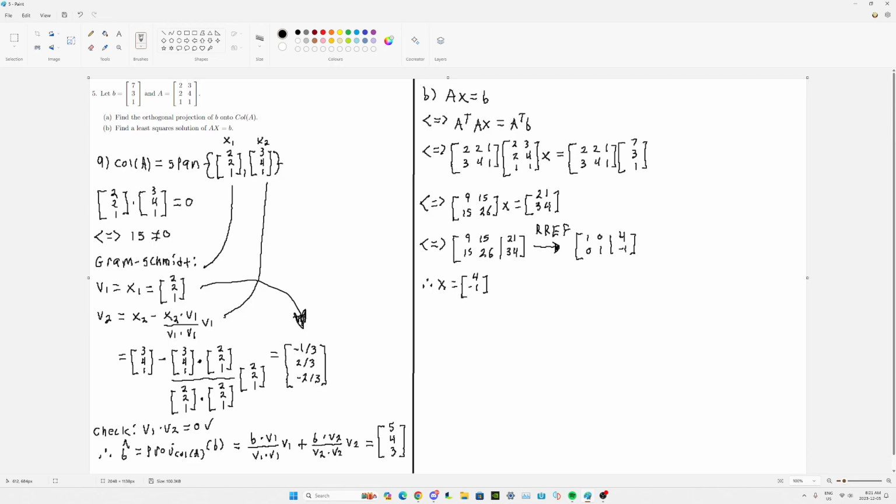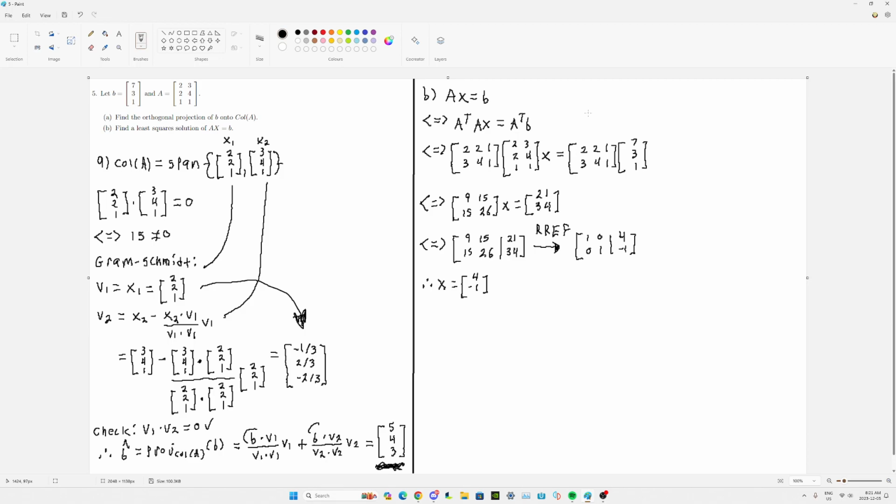Now we want B hat, which is equal to the projection of B onto the column space of A. So we're going to use the projection formula once again. Just B dot Vi over Vi dot Vi, and so on. Add them together, and you're going to get your result here. Just projections over and over again. Go to the next one.